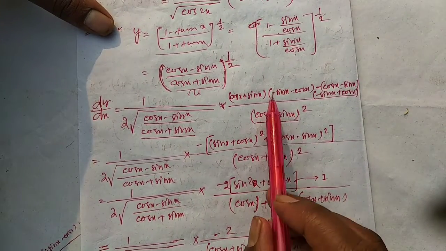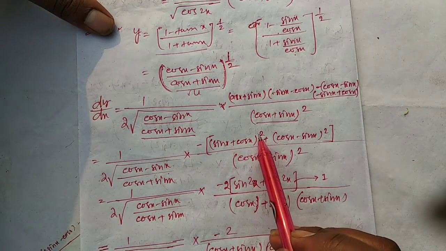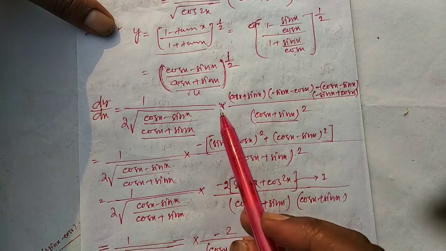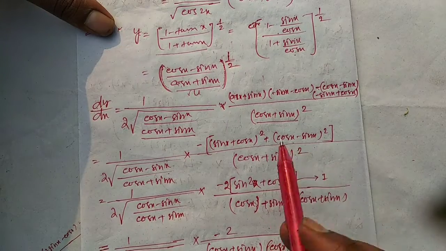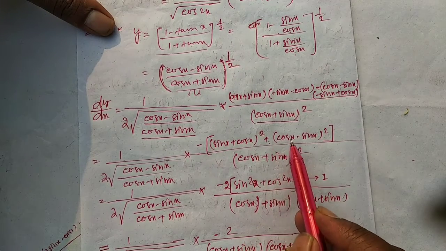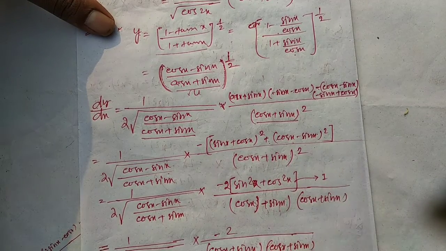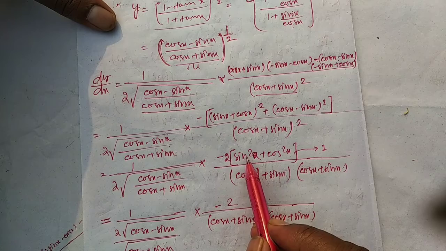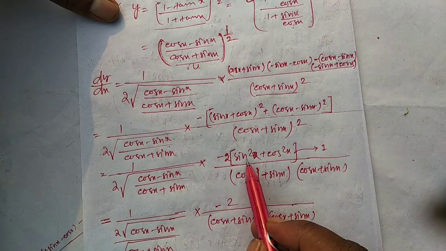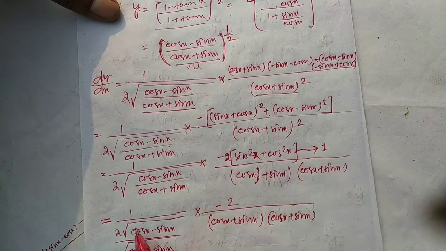What we are observing here, take minus outside: sin x plus cos x whole square, this minus we have taken outside, plus cos x minus sin x whole square. a plus b whole square plus a minus b whole square. The formula is 2 times a square plus b square. So here the answer will be minus 2 times a square plus b square. As we know, this is a trigonometric identity, sin square plus cos square is equal to 1. So replace this one here.